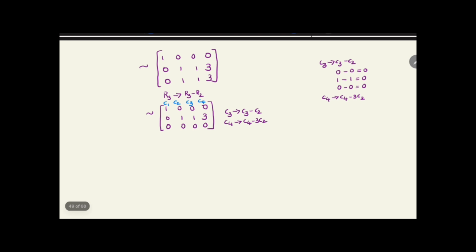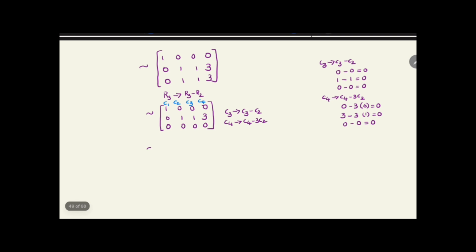Now, coming to the next operation, that is C4 implies C4 minus 3C2. The first element of C4 is 0 minus 3 into the first element of C2, which is 0. So 0 minus 0 is 0. Next, the second element of C4 is 3 minus 3 into the second element of C2, which is 1. So 3 minus 3 is again 0. And next, the third element is 0 minus 0, which is nothing but 0.